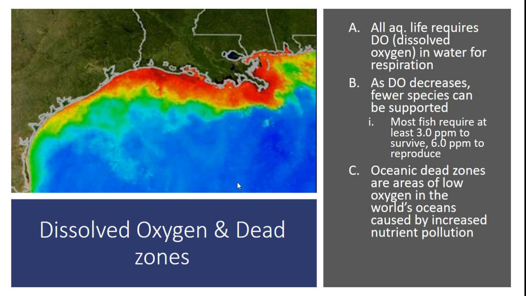Now, not only can the eutrophication process occur in a freshwater ecosystem, it can also occur in saltwater ecosystems. We know that all aquatic life is going to require DO, and as the DO decreases, it's going to be able to support fewer species. The most classic example of this occurring is in the Gulf of Mexico. We've created oceanic dead zones in that area due to low oxygen levels because of the increased level of nutrients and increased amounts of decomposition occurring by microbes.